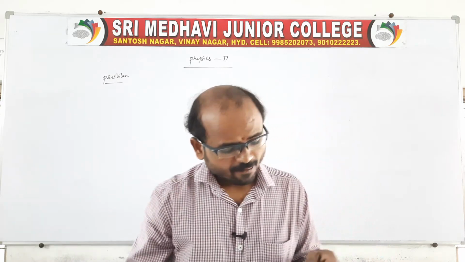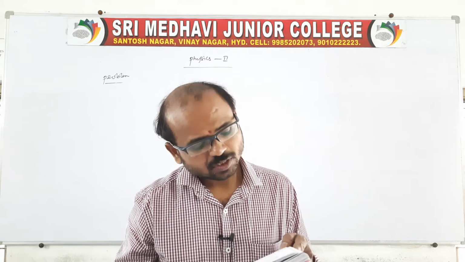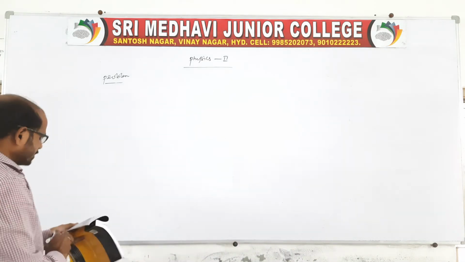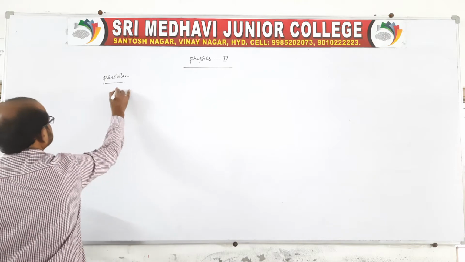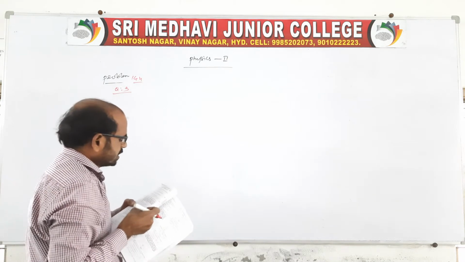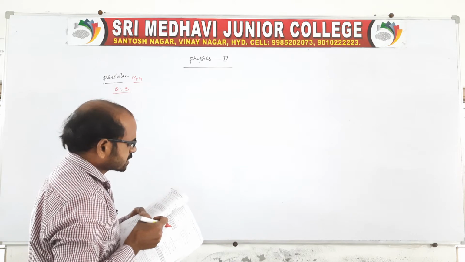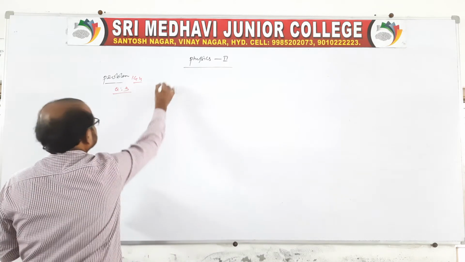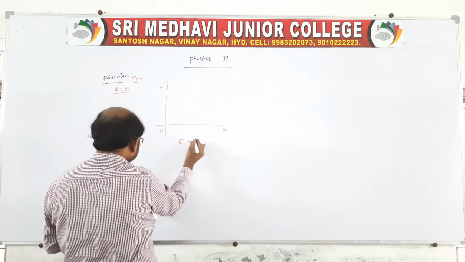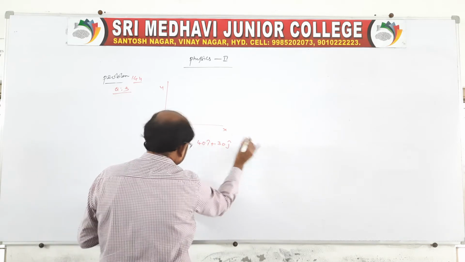The problem number is, question number 3. Page number is the same, 144. There is a question given: there is a uniform electrical field in the XOY plane. So in a given plane, x, o, y, the E value is given as 40 i cap plus 30 j cap volt per meter.